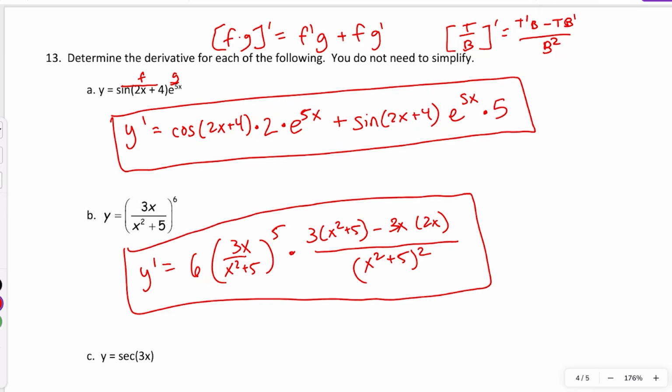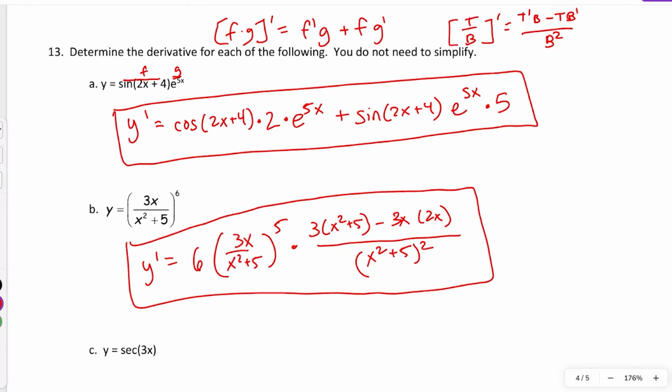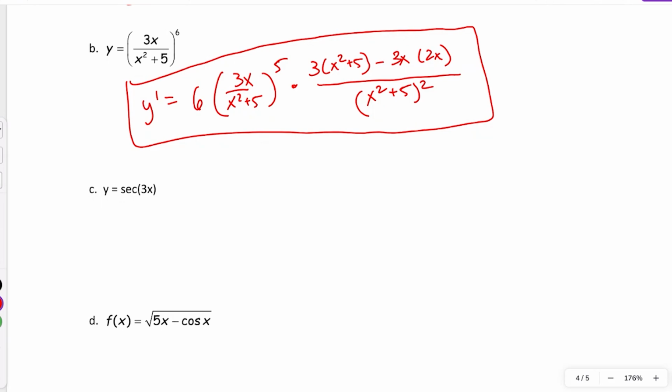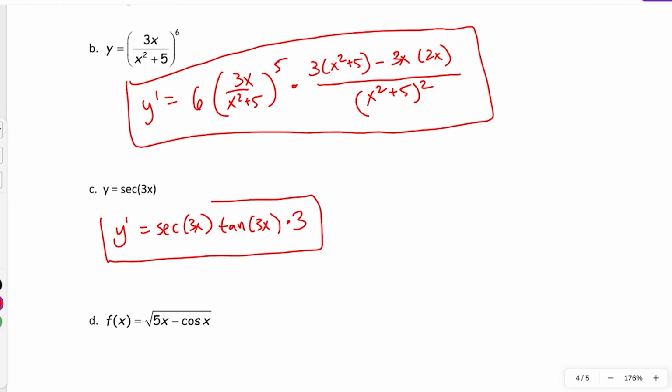Again, don't worry about simplifying. In fact, you're just doing yourself a disservice if you try to simplify too much. C is secant of 3x. Now the derivative of the secant is secant tangent. So this is going to be secant of 3x times tangent of 3x times the derivative of 3x, which is 3. I guess the hardest part of this one is just remembering the derivative of secant.